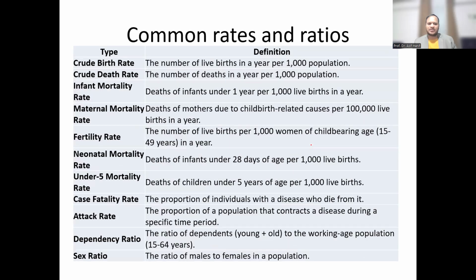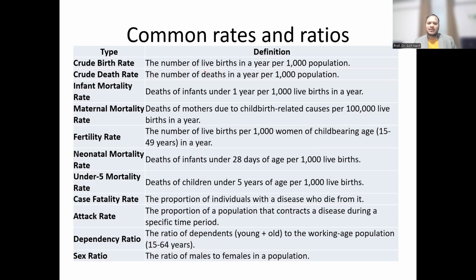Let's learn about their definitions. Crude birth rate: the number of live births in a year per 1,000 population. The condition is the number of live births. If a neonate or fetus who is born dies, they will not be included in the crude birth rate.